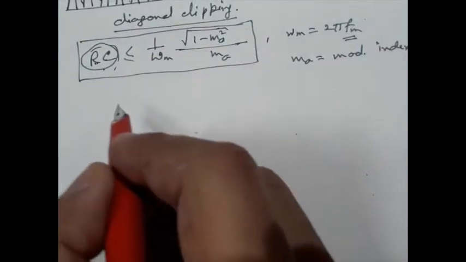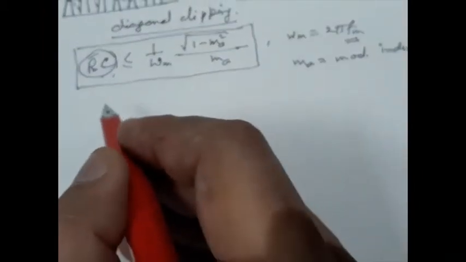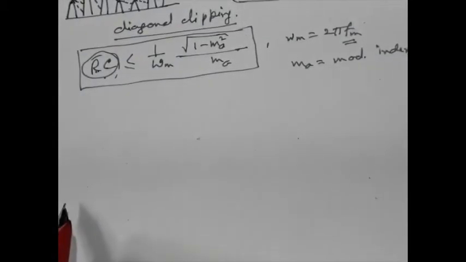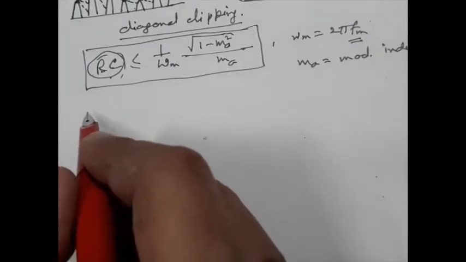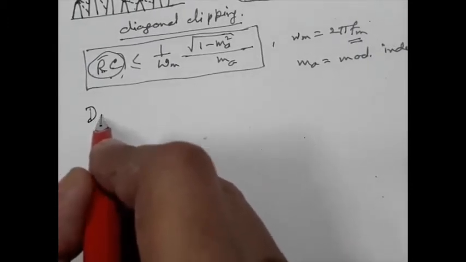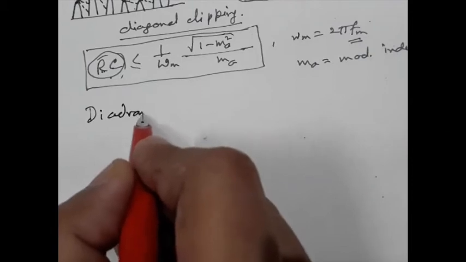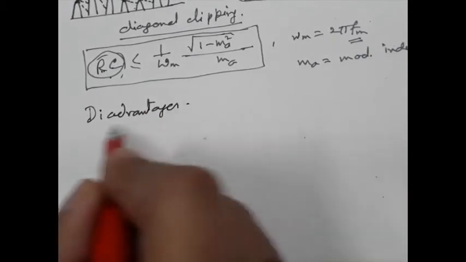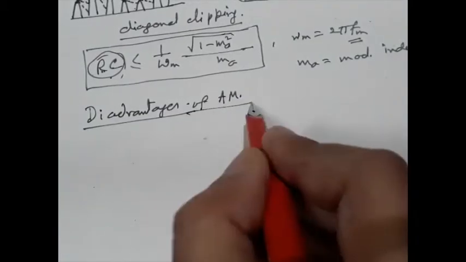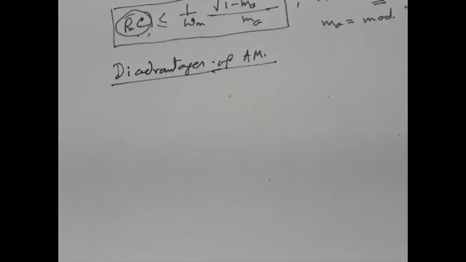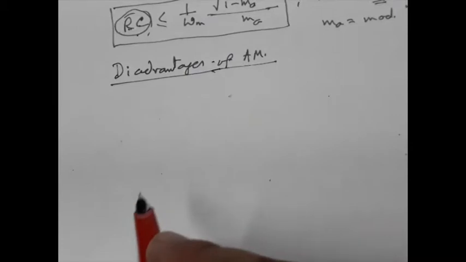But still, if we use synchronous detector, we can demodulate AM. It is not that synchronous detector cannot be used, but from the cost point of view, synchronous detectors are not used. Let us now try to understand the disadvantages of AM. Everything should have some advantages and disadvantages.